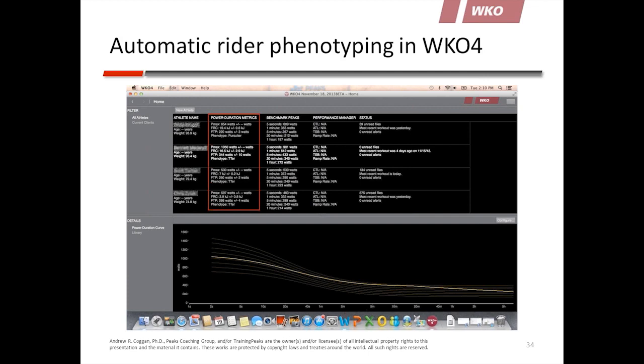But what we mean here when we talk about these phenotypes is the shape of your power duration curve. This person's power duration curve is similar in shape to that of an elite pursuiter, or a specialized pursuiter, even if the absolute height of it isn't the same. The highlighted one here in yellow is the person down here, and you can see it's a pretty flat power duration curve, typical of that of a time trialist.